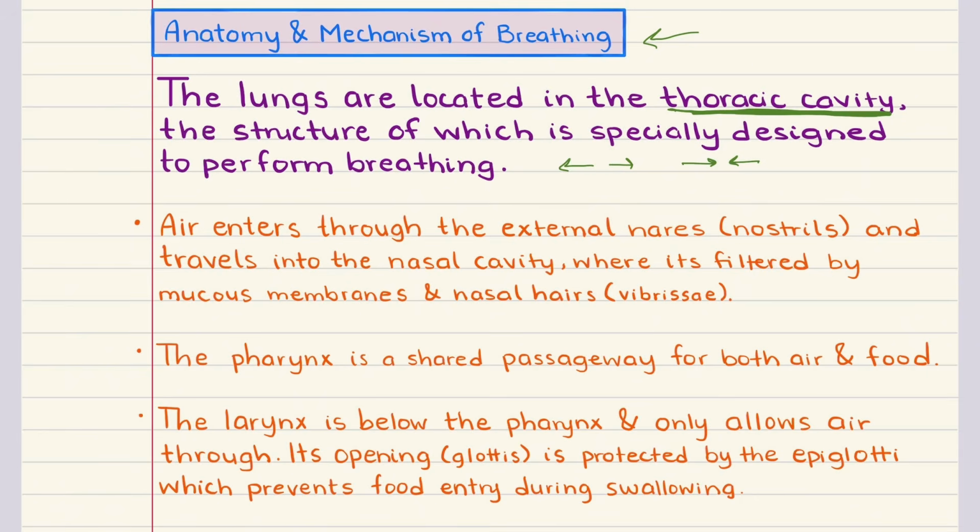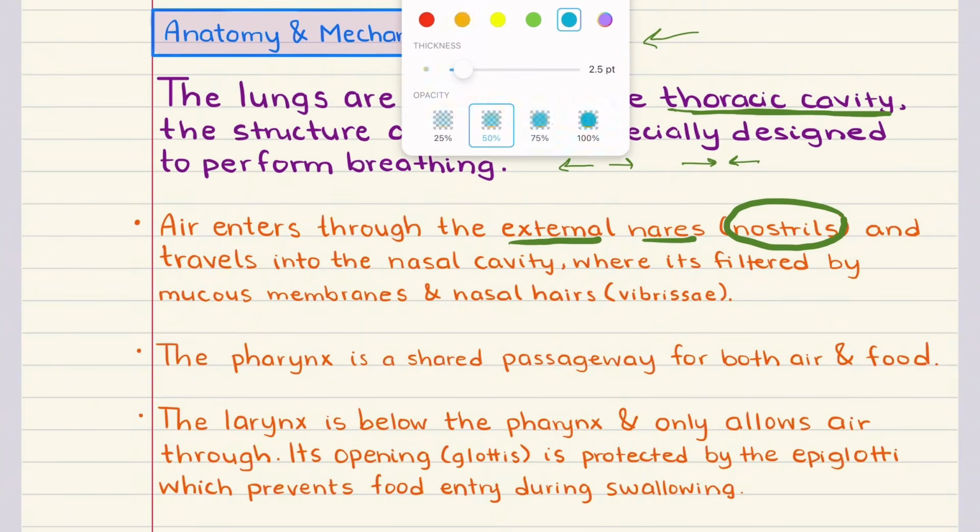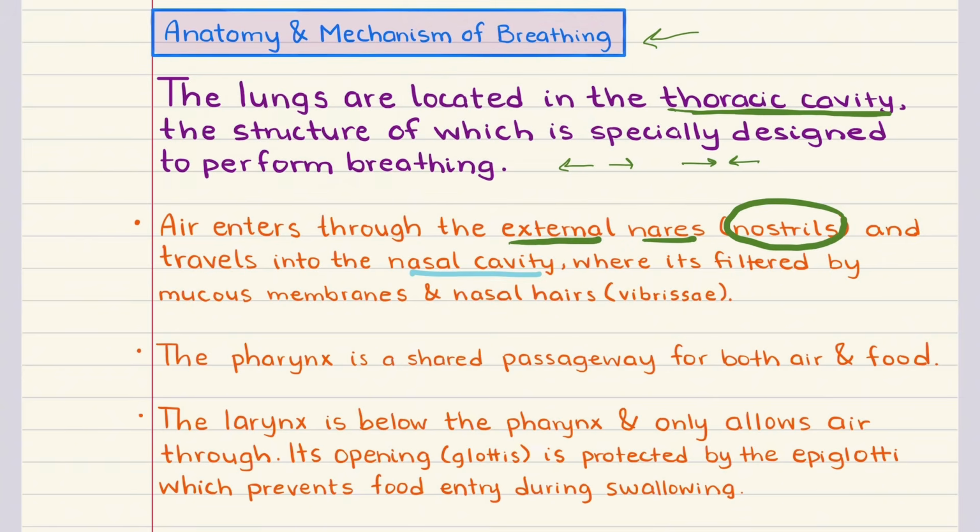Now let's follow the path of air as it enters the body. Air enters through the external nares, also known as the nostrils, and moves into the nasal cavity. Inside the nasal cavity, the air is filtered by two important defenses: mucous membranes and small hairs called vibrissae. These help trap dust, pathogens, and other particles before the air travels any deeper into the body.